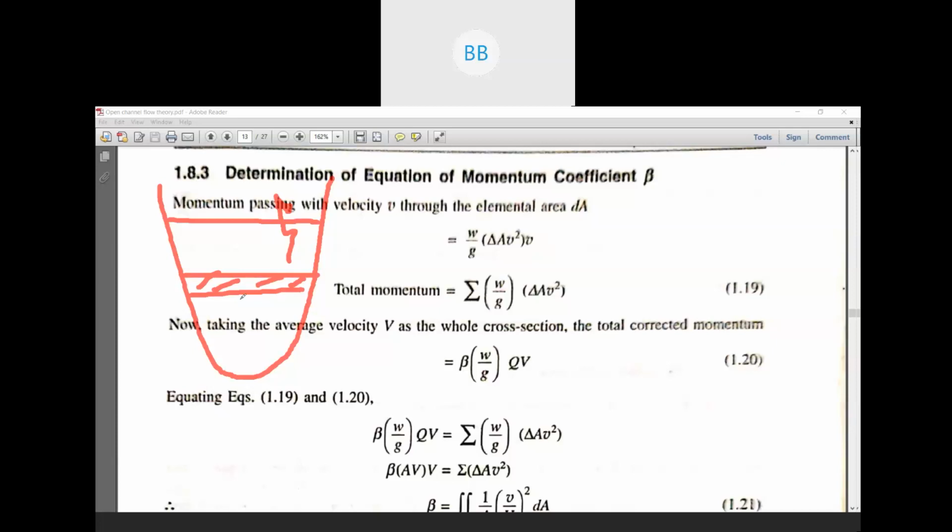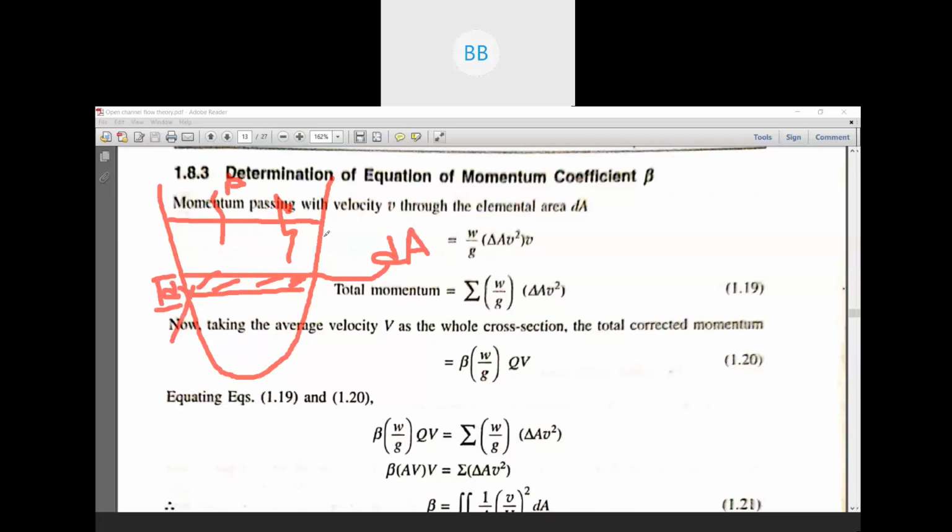We have to consider a small elementary area. The area of that particular element is dA, and the total cross sectional area is capital A, and this is dy.